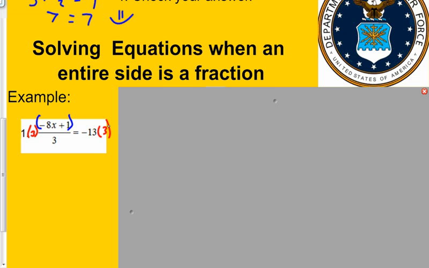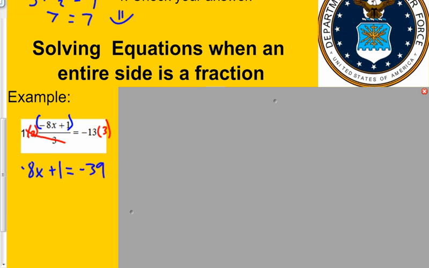And what you do to one side, you have to do to the other. So this multiplying by 3 will cancel out the dividing by 3, and will leave us with just negative 8x plus 1, which is awesome. There's no division on there anymore. And on the right side is whatever negative 13 times 3 is, and that's negative 39.